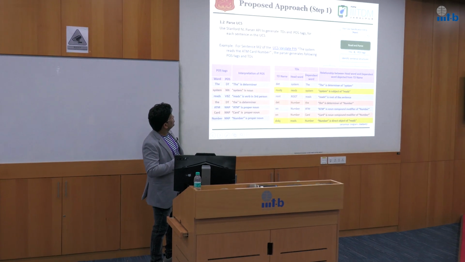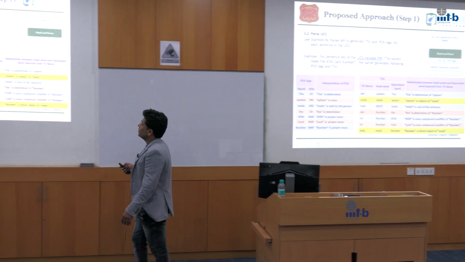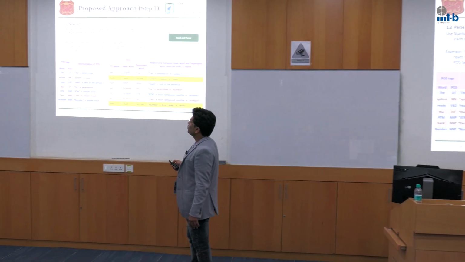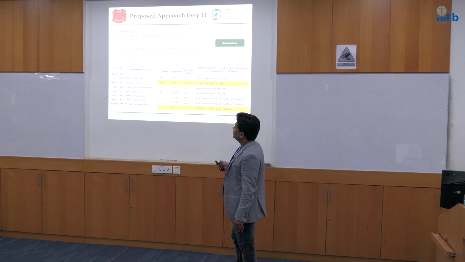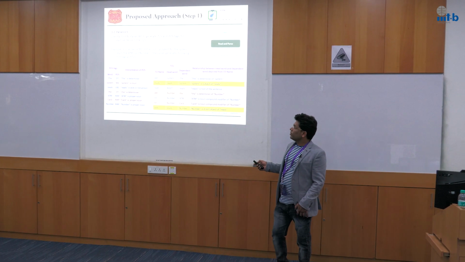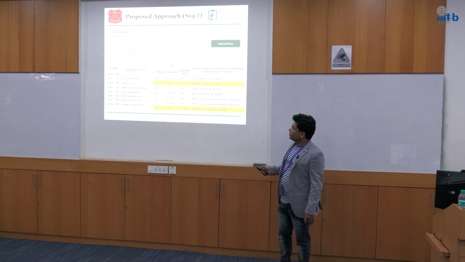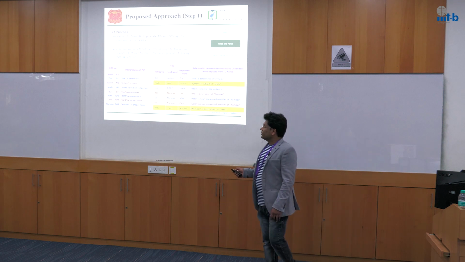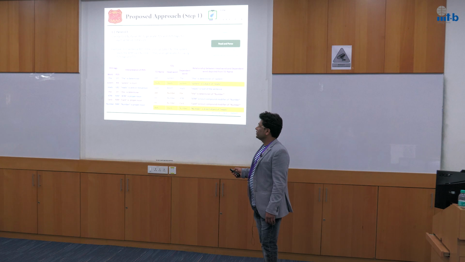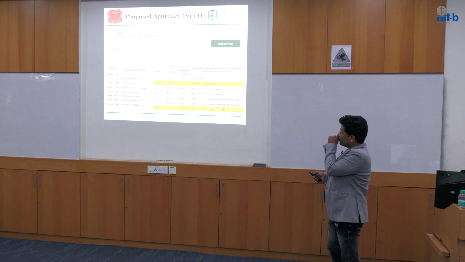When we give this sentence to the Stanford NL parser, it generates these POS tags and type dependencies. These are nothing but the parts of speech tags of these sentences. For example, the is the determiner in this sentence, right? System is the noun, reads is the verb in third person. So these are the parts of speech tags, and these are the type dependencies.